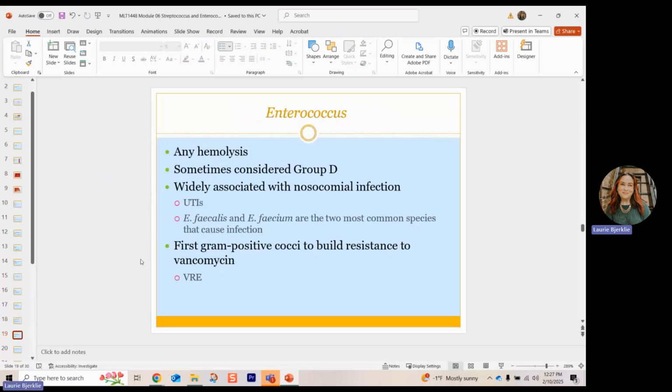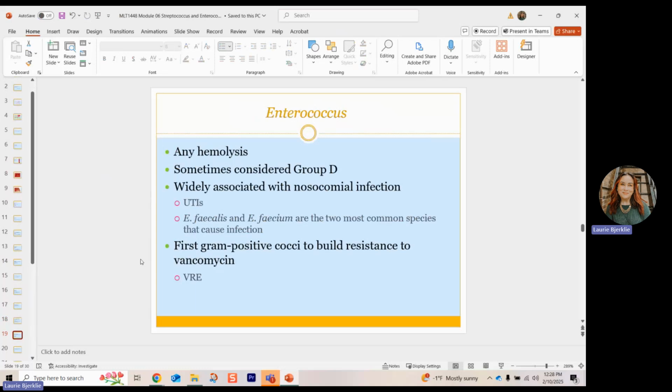And then finally, enterococci. Again, enterococci can be any hemolysis, so alpha, beta, or gamma, it just depends on the strain and what you have. Sometimes people call Enterococcus group D. I know we just got done discussing that group D is strep bovis, strep gallolyticus. Once in a while, you might still hear enterococci referred to as group D, but it truly isn't that group. It is widely associated with nosocomial infections. Nosocomial means, again, hospital-acquired infections. UTIs especially. So hospital-acquired UTIs are the main infection source for enterococci.